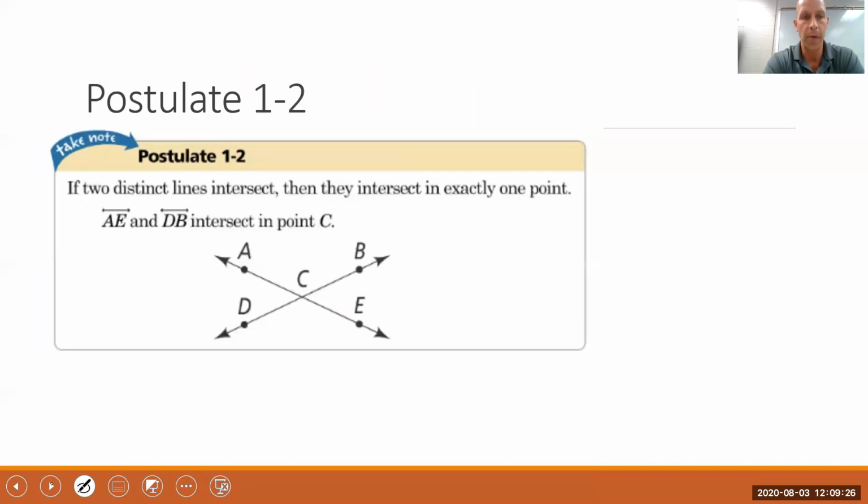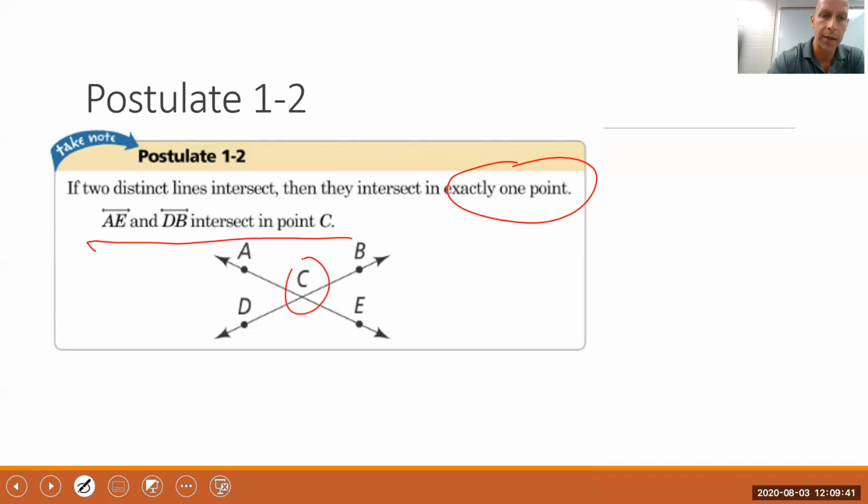Postulate 1-2 says that if 2 lines intersect, then their intersection is exactly 1 point. So here we would say that line AE and BD, or DB, however you want to call it, intersect at point C. So there would be a point of intersection there. By the way, that point doesn't have to be drawn on there. If 2 lines intersect like that, by this postulate, it's assumed to be the point C.